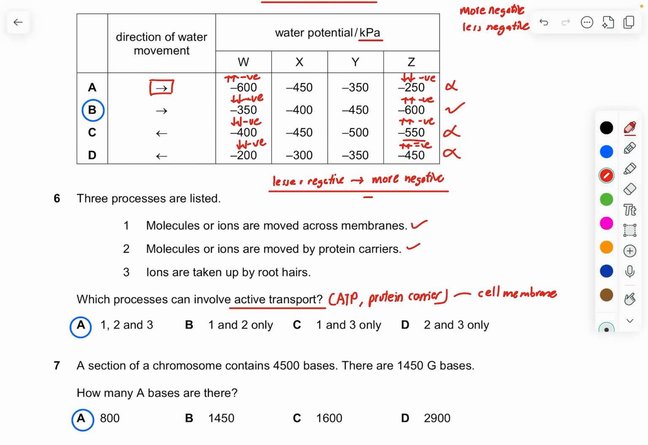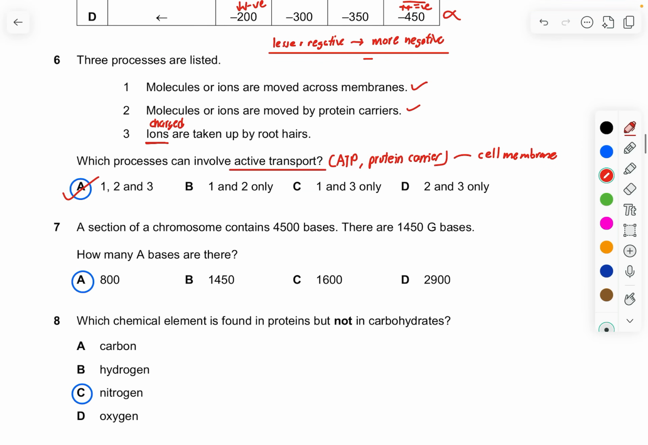Third, ions are taken up by root hair cells. Because ions are charged, they are not allowed to go through by passive diffusion like osmosis and diffusion, and it has to be done by a special carrier. So active transport is a must. So A is correct.